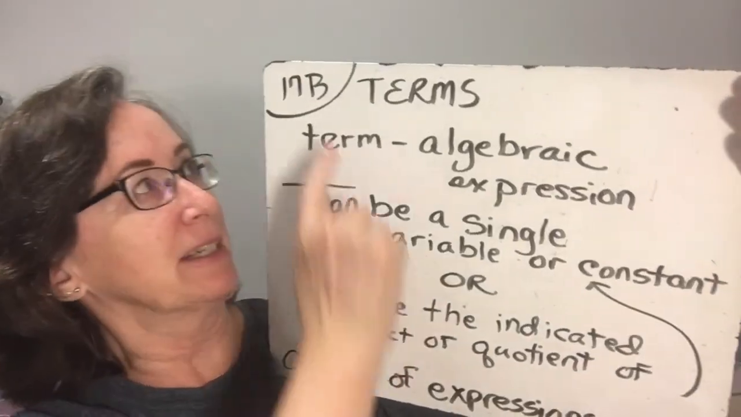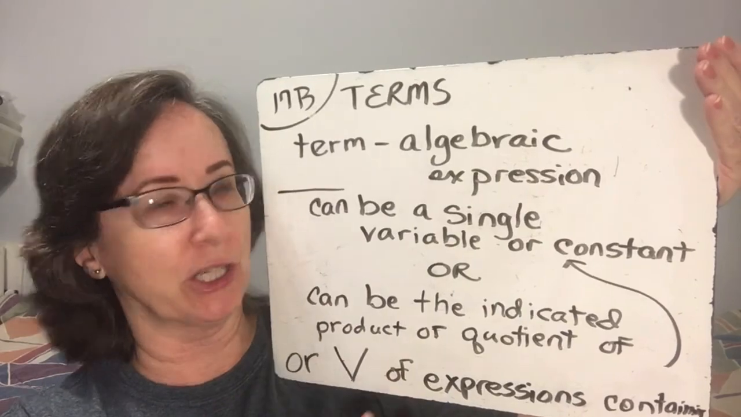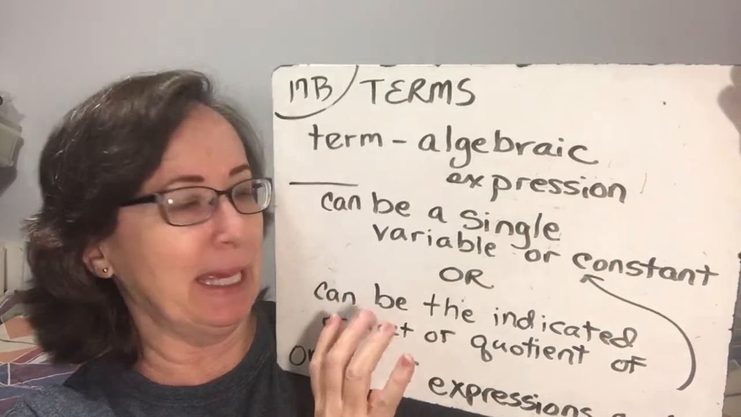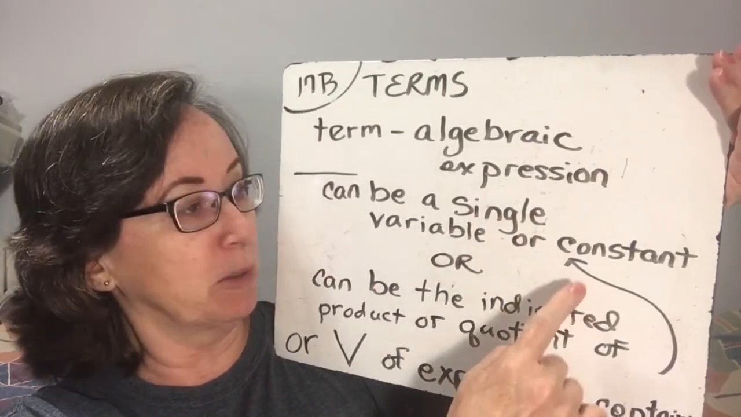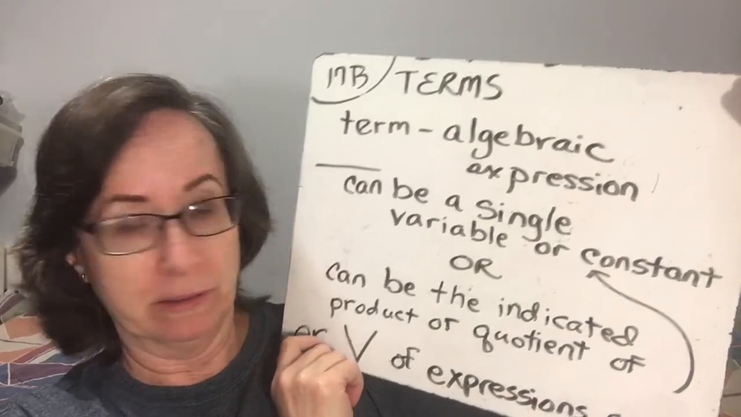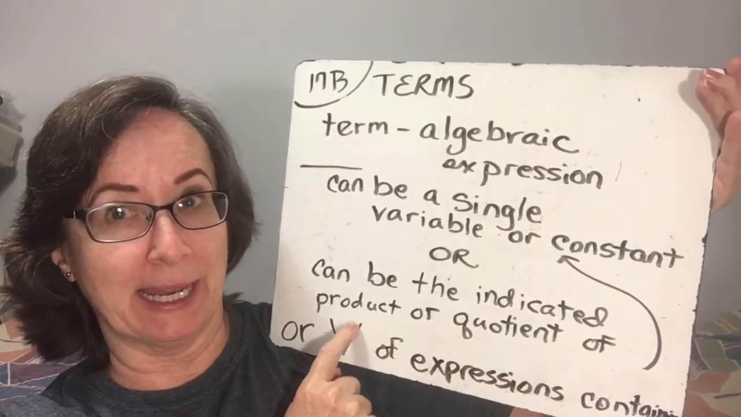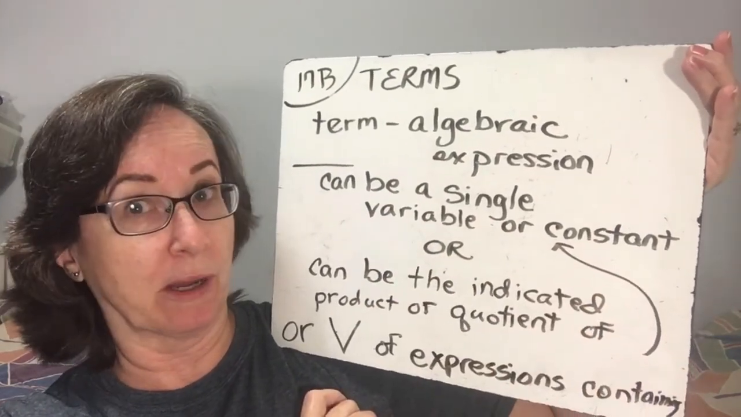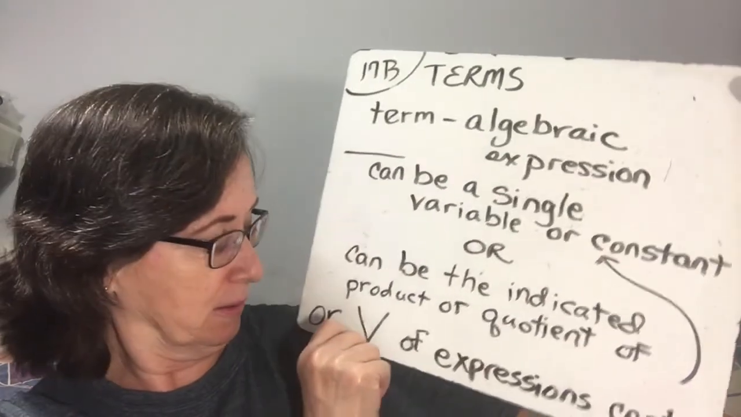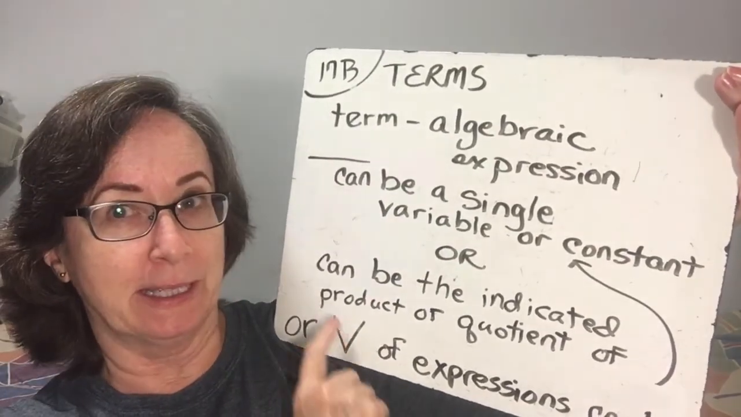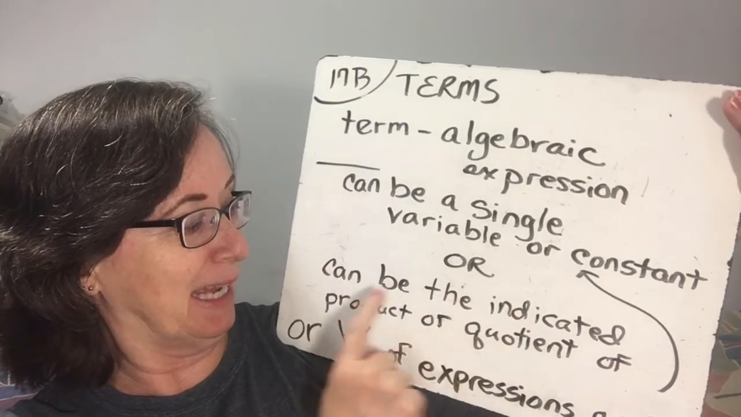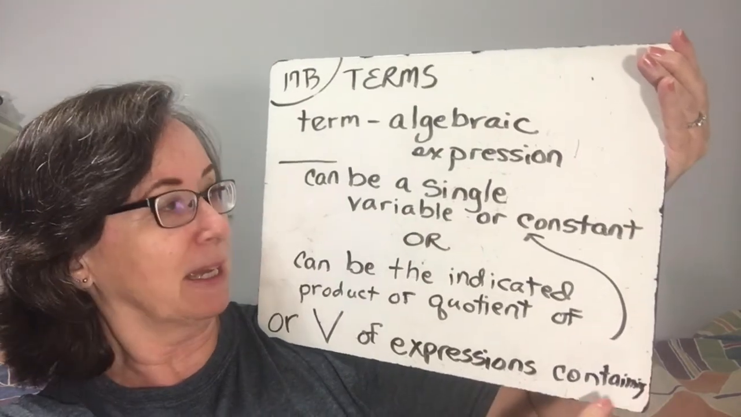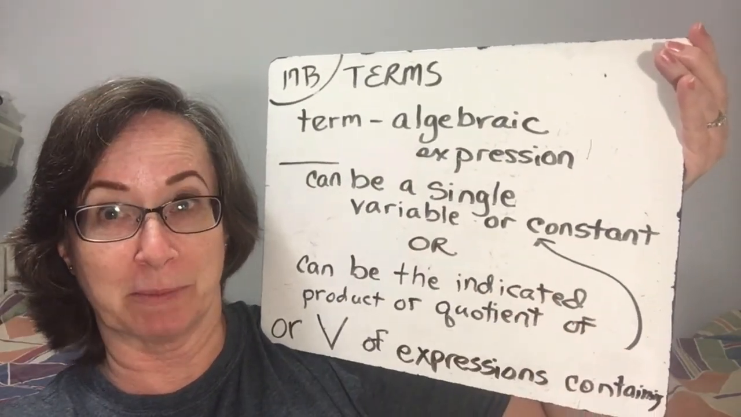Okay, this next section, 17B, is all about terms. What are terms? So a term is an algebraic expression, and it can be either a single variable or constant, or it can be the indicated product or quotient of individual variables or constants. Or, look, my little caret here, it can be the indicated product or quotient of expressions containing individual variables or constants.